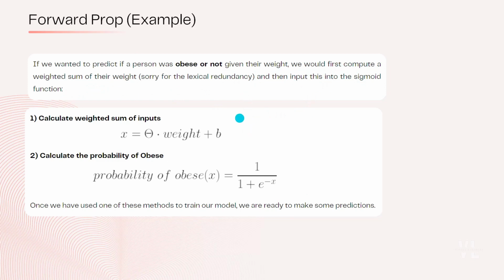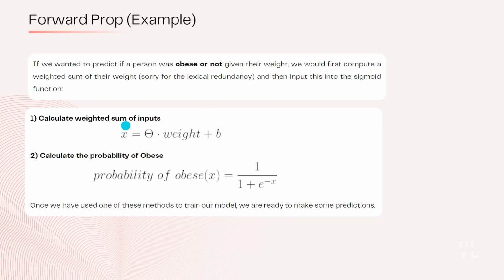Predicting whether a person is obese or not is a simple binary classification problem. So the first thing that we can do is to multiply the weight of each person by the parameter theta plus adding a bias to get the output. So we need to calculate the weighted sum of the inputs.